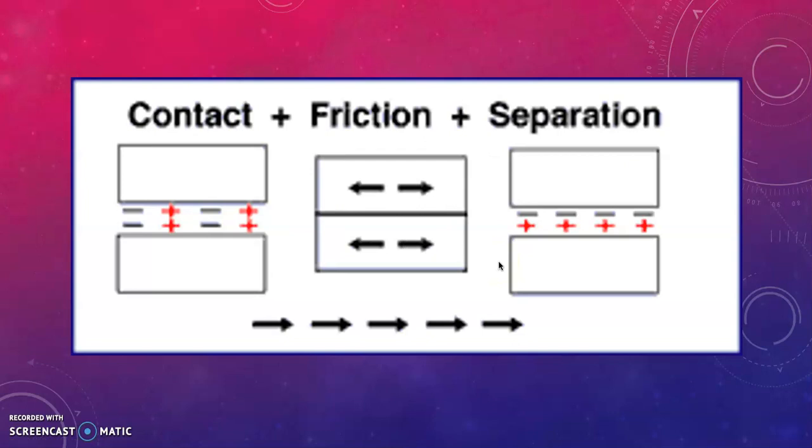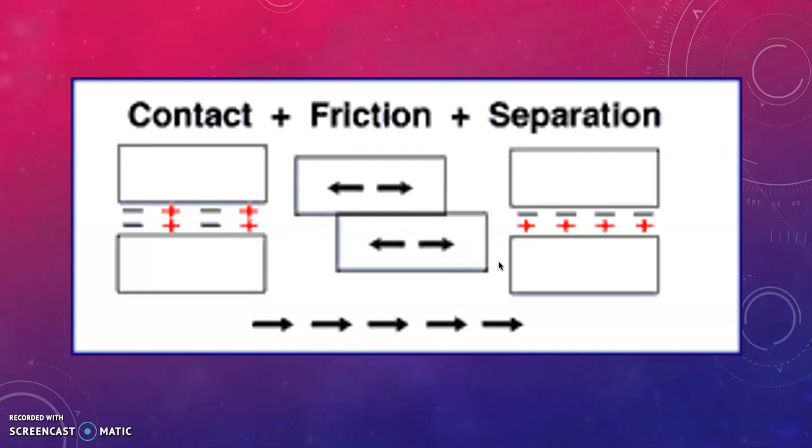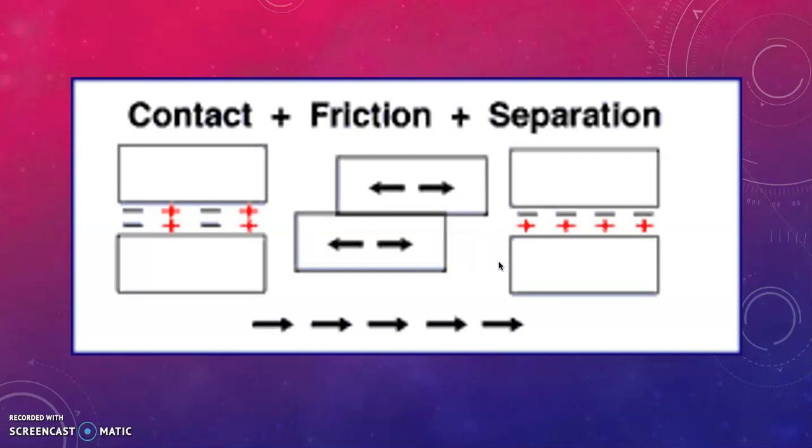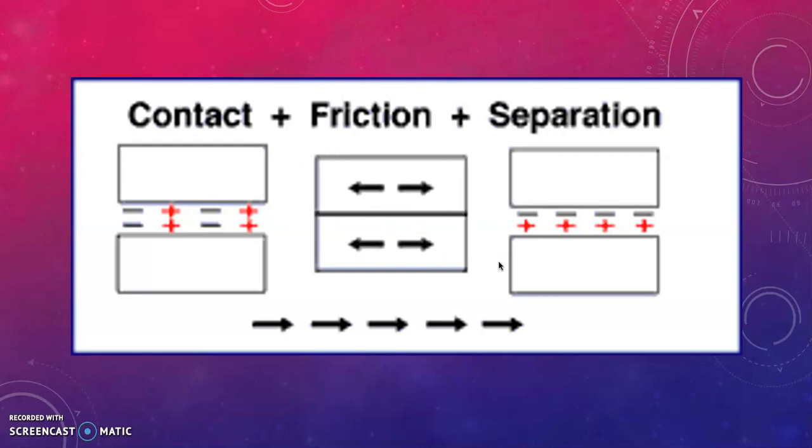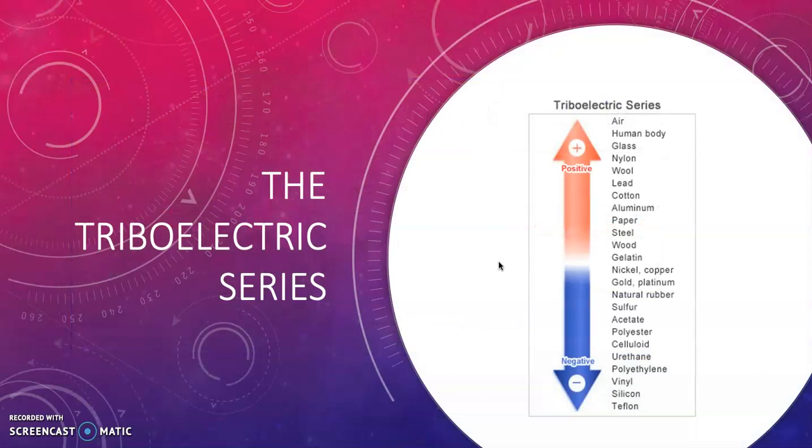Now, something you might be asking yourself is, okay, how do we know where the negative charge goes and where the positive charge goes when these two objects come into contact? Well, that's why we have the triboelectric series. The triboelectric series is just kind of a scale here, and it shows you what objects are going to be more likely to end up with positive or negative charge when they're rubbed together.